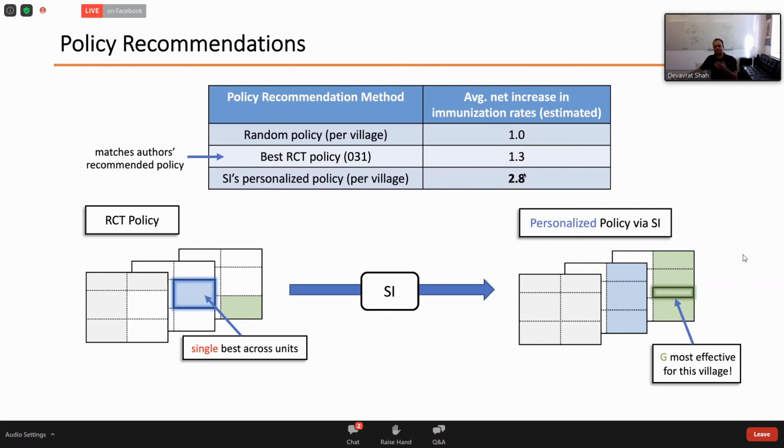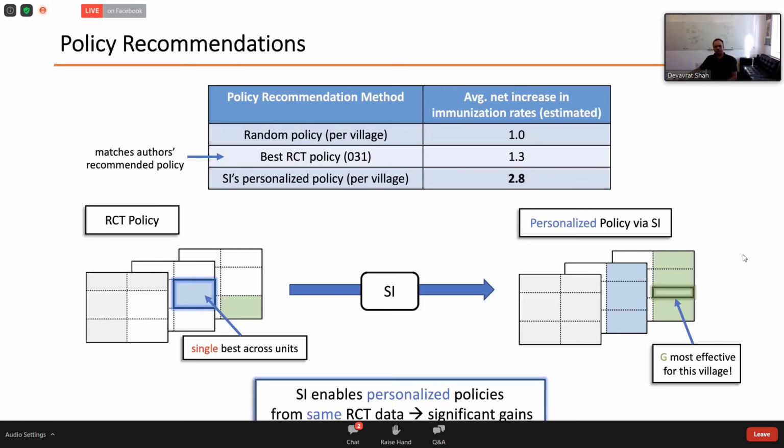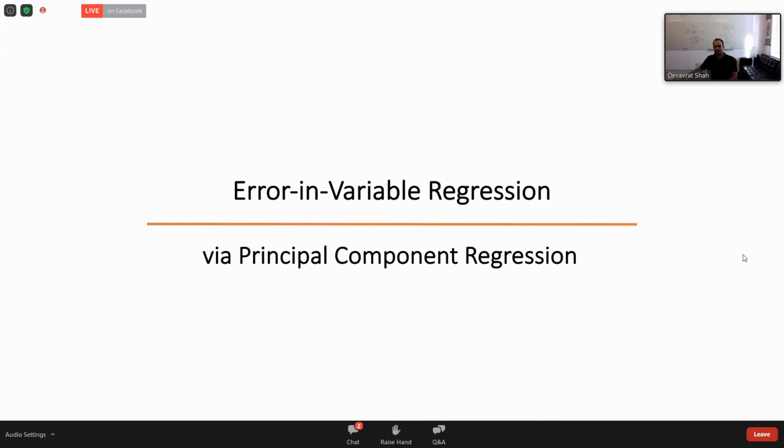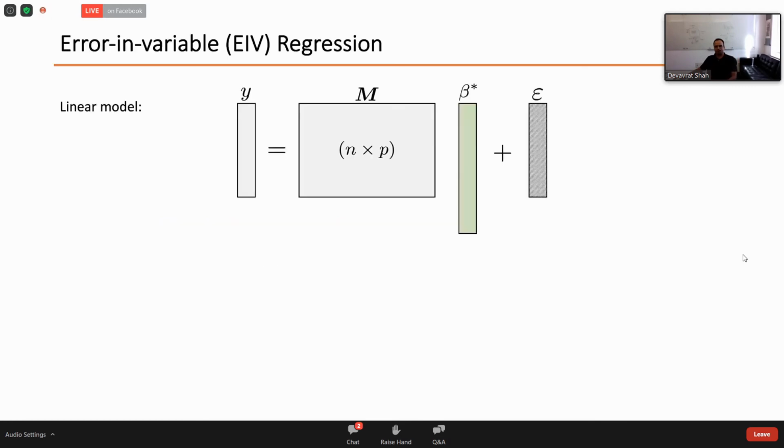So definitely there is information out there, and that can be utilized through a method like synthetic intervention. So it suggests that one should spend time thinking about using such methods for policy recommendations. All right, I'm coming to the end of my presentation. It's 3:51. So instead of going through the next section, where the primary theoretical results driving the method, which is about principal component regression for error-in-variable regression, I'm going to leave that. Hopefully these slides will be made available online.